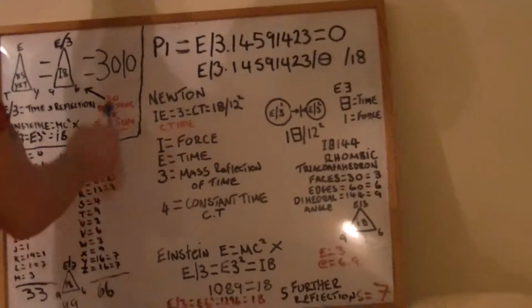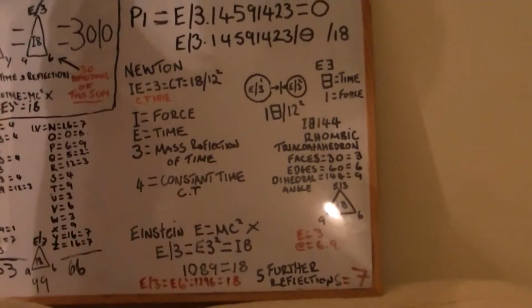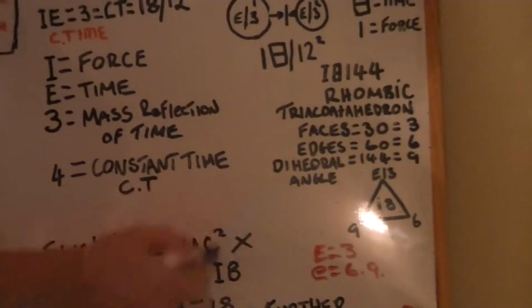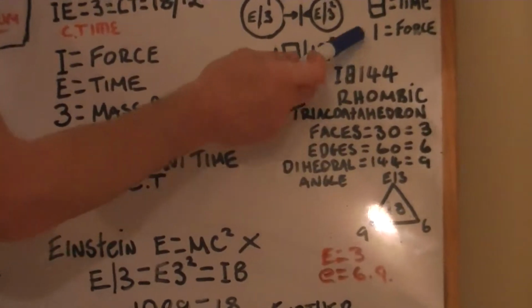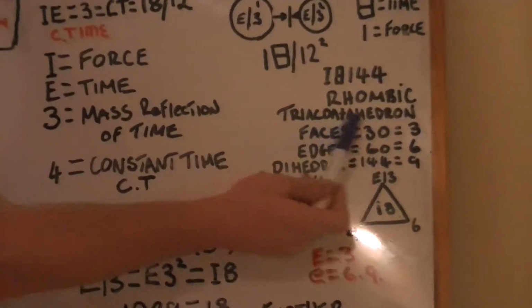Now remember I was telling you that when I calculated this there was 30 reflections. So it has 30 faces, 60 edges, and the dihedral angle is 144. This is what we're dealing with. So 144. So faces, let's break it down.